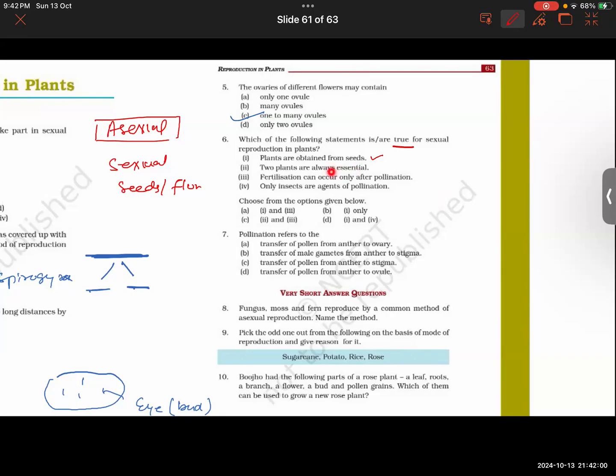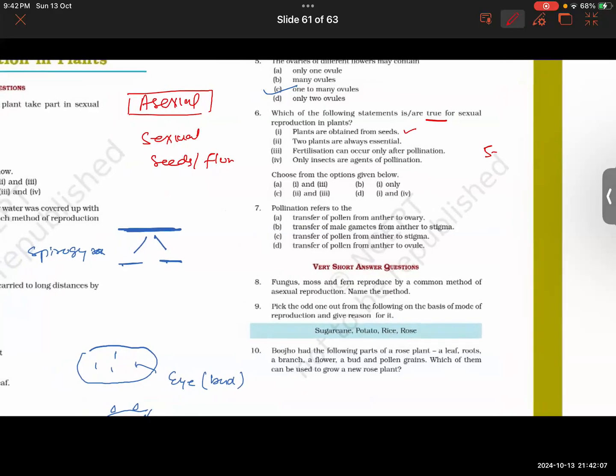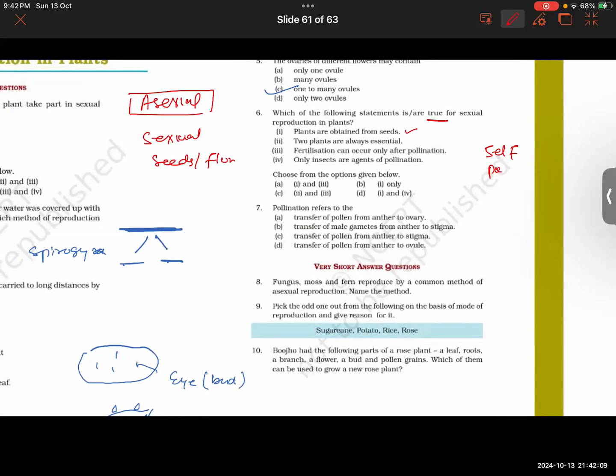Let's look at the second option here. It is saying that two plants are always essential for sexual reproduction. You guys remember the case of self pollination? Is two plants required there? No, sir, only one plant is required there. So option number 2 becomes false.